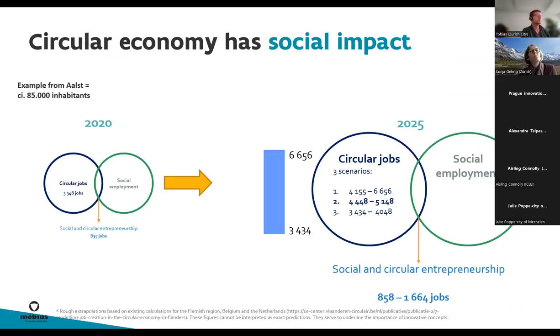So this is my contribution. Luc Allert will take over and talk to you about the circular city monitor in general for Flanders, and then also discuss some issues on circular city monitoring.